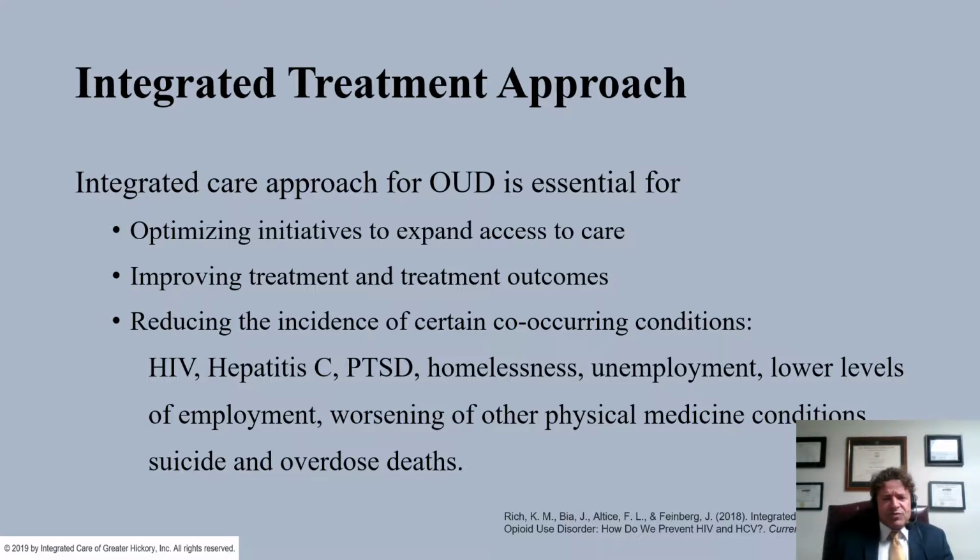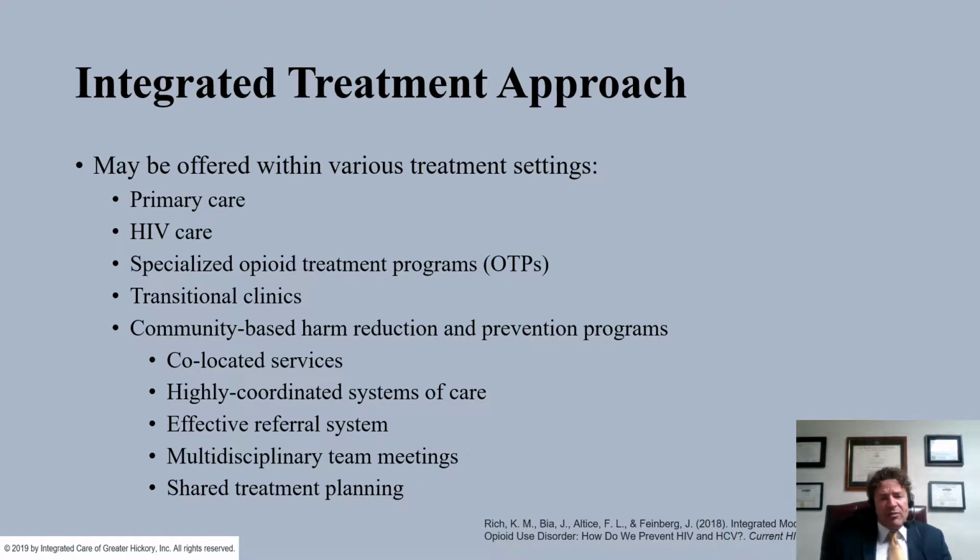So in the course of treatment, you might improve some of these other inputs, such as homelessness and unemployment, which are consequences of the disease. And so if you do not treat these co-occurring disorders, you're not going to get the treatment outcomes for your patient. The integrated treatment approach may also be offered within various treatment settings. So while we discussed today the primary care setting and even the specialized opioid treatment program like my own, we might look at HIV clinics and other community-based programs. And that's the second part of our talk today, those community-based coalitions.